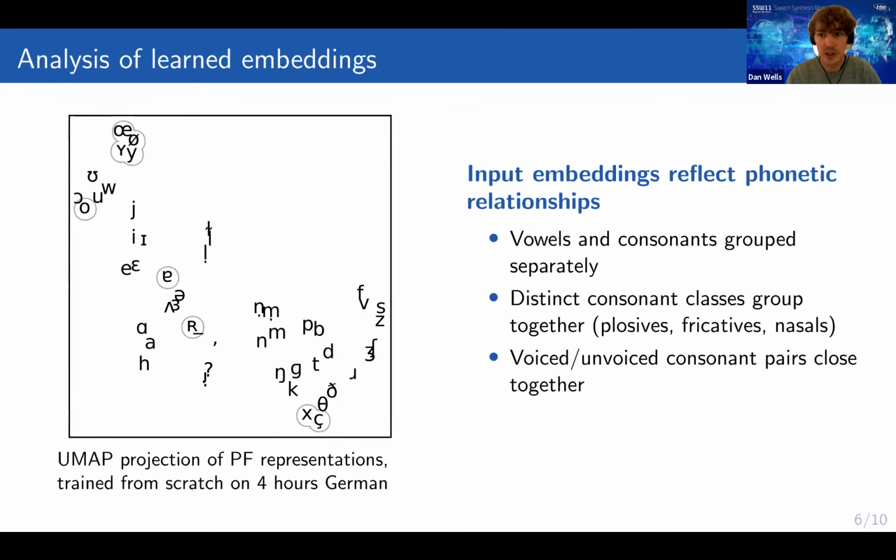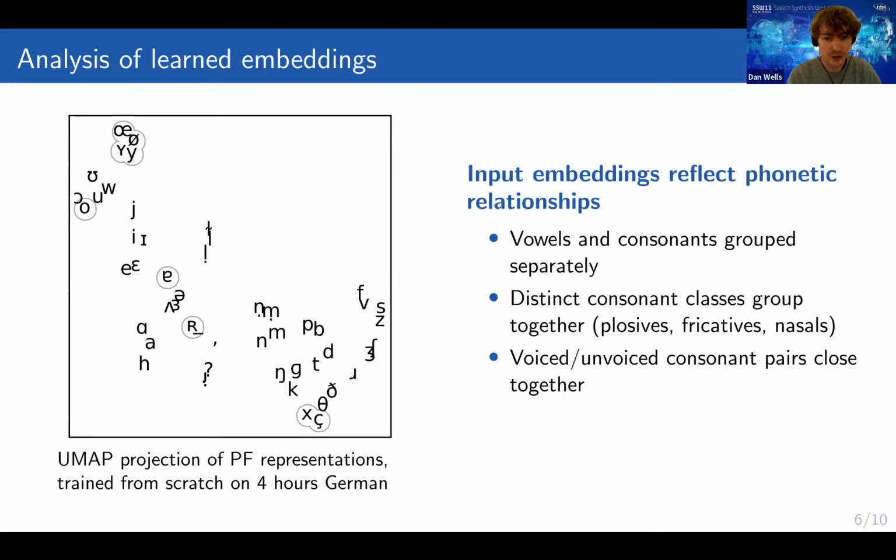And I'd just like to point out that these input embeddings reflect some phonetic relationships that we know about, and I think it's quite reassuring to see that the models are learning something that we can interpret on a linguistic basis. So the major distinction here is between vowels and consonants. We've got vocalic segments on the left and consonants on the right. And if we look at this consonant space, there are distinct classes of consonants in here that are also grouped together separately.